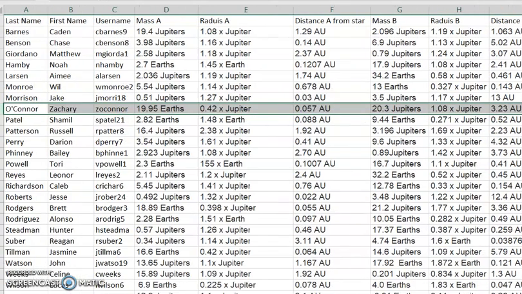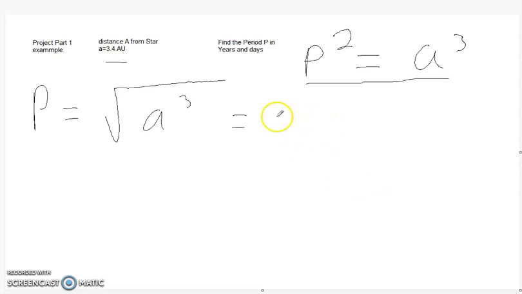You just go over here, you find your name, and I just use the list that I have on Blackboard, and that's basically where you're going to get your three distances. So remember, we're only interested in the distance A from the star, the distance B from the star, and the distance C from the star for project A. These other things, the mass and the radius of these worlds, we'll get into in future projects. All right, so let me go back to this. And so what we're going to do here.